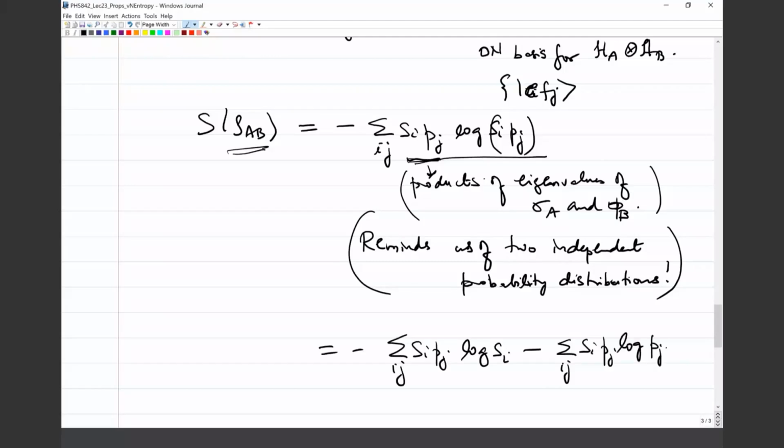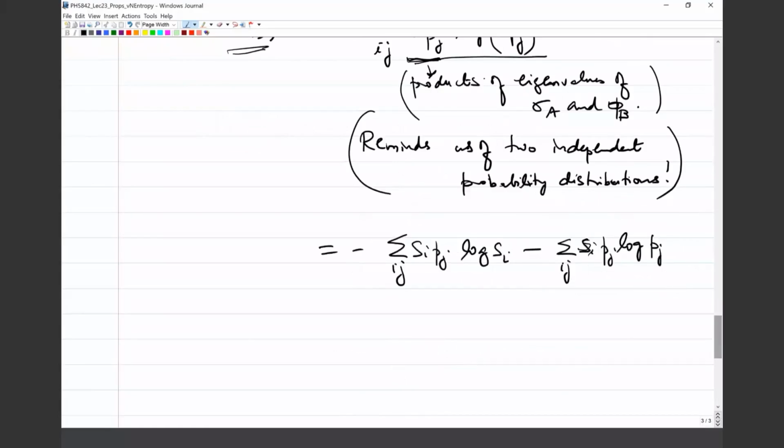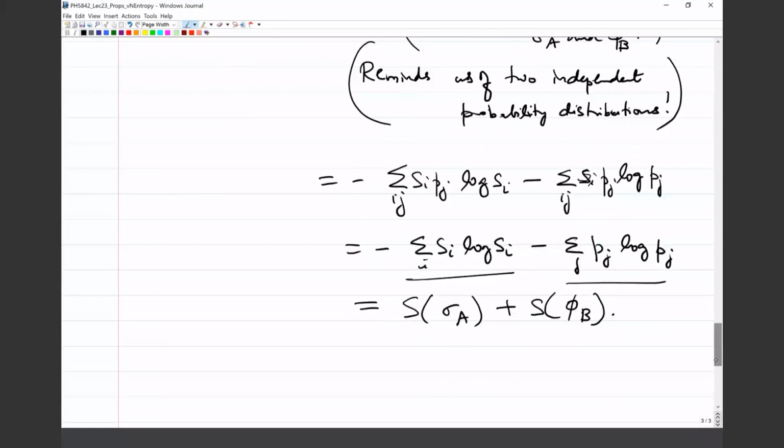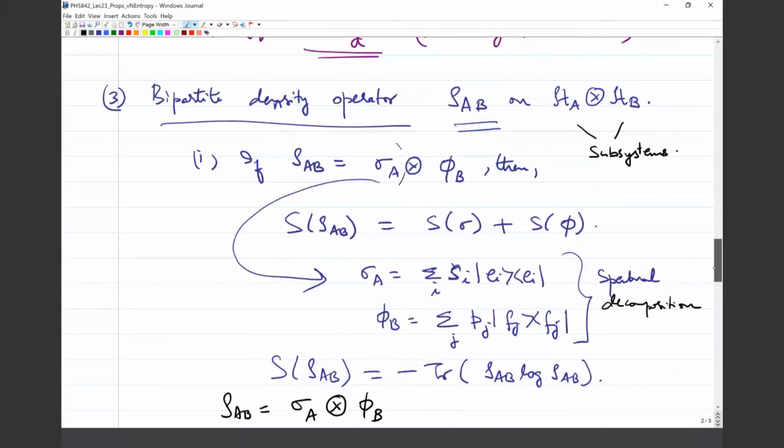So here I do the sum over i. If I sum over all the S_i, that should give me 1. Here I sum over all the P_j, that should give me 1. So I'm simply left with minus sum over i S_i log S_i minus sum over j P_j log P_j. S_i are the eigenvalues of sigma A and P_j are the eigenvalues of phi B. So this is nothing but the von Neumann entropy of A, and this is the von Neumann entropy of the state in B. And so the entropy of the joint state is simply the sum of these when rho AB is simply a tensor product of this form.